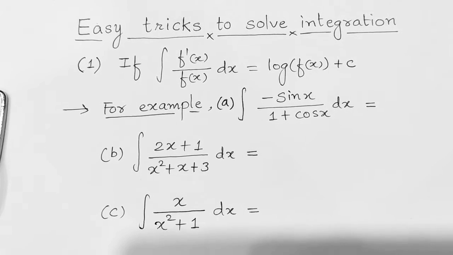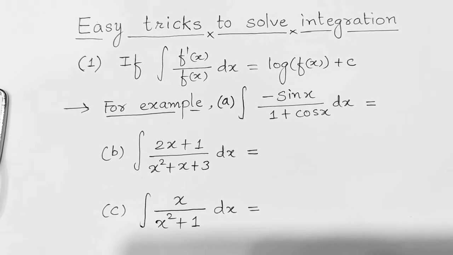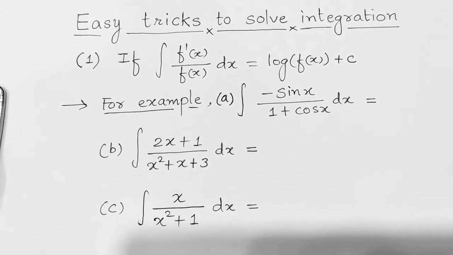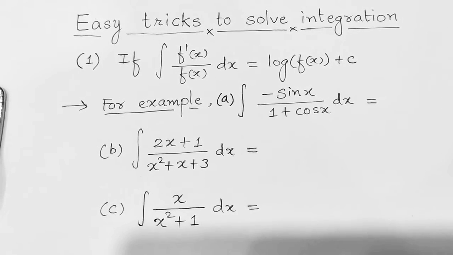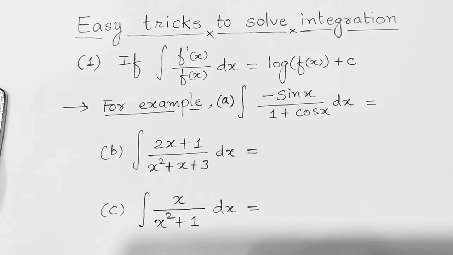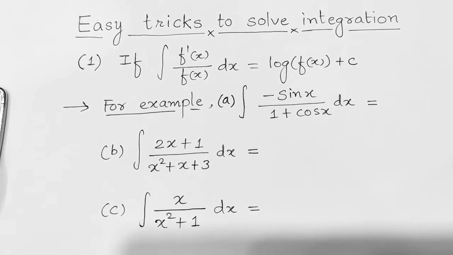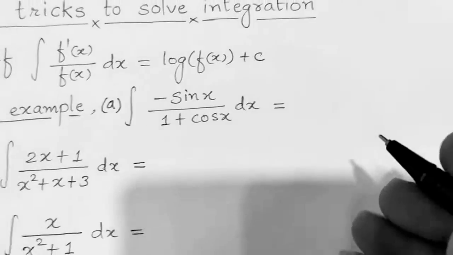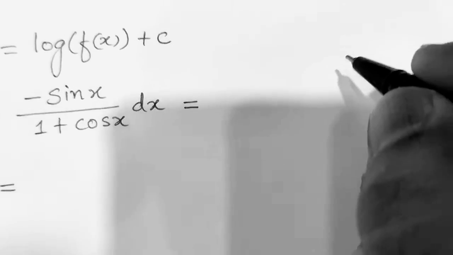Now I have taken three examples here. Let us see the first example, integration of minus sin x upon 1 plus cos x dx. How can you understand that this example is of the type f dash x upon f x? So now consider 1 plus cos x as our f of x. I will make you understand it here.